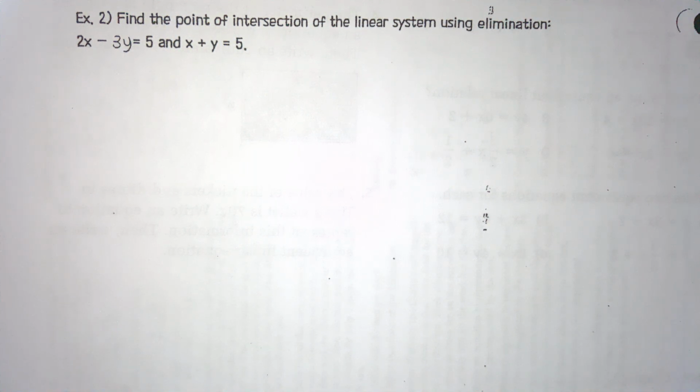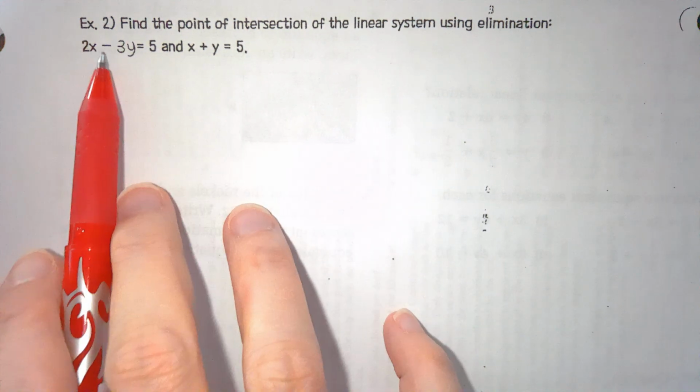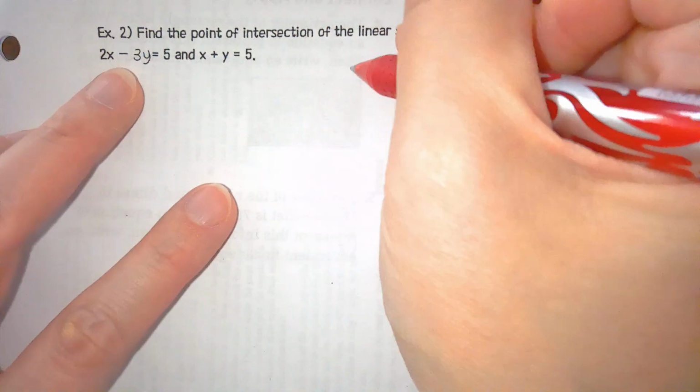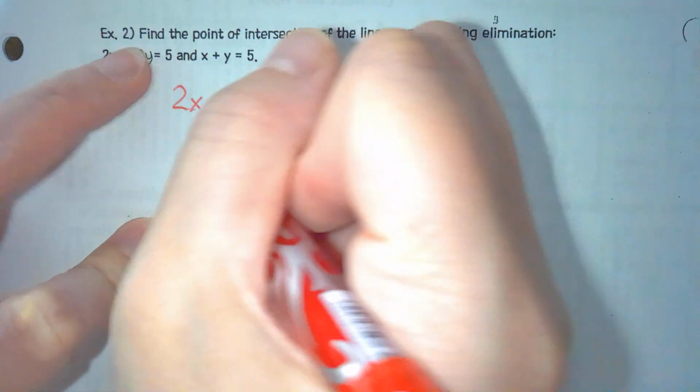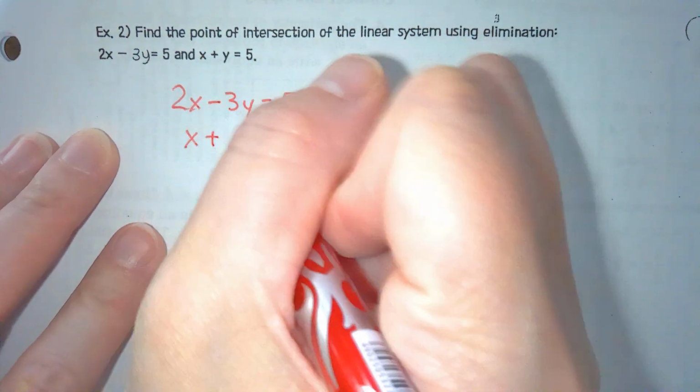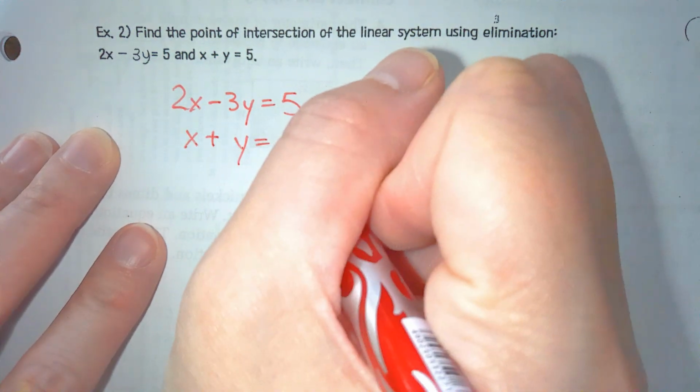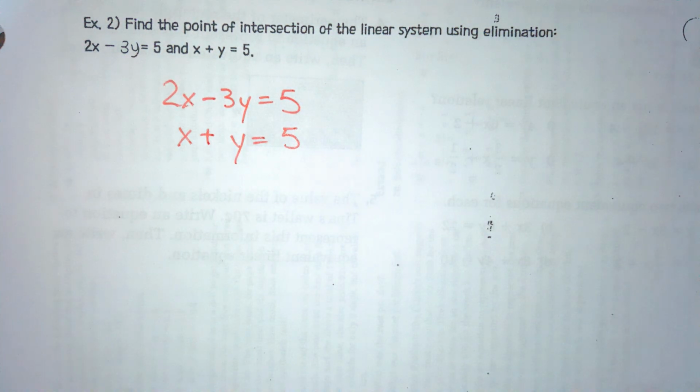Since it's example 2, it's one extra step. Okay. Find the intersection point of the following system. You have the first equation. So I'm gonna rewrite my two equations so that it's on top of each other. It's a little easier to see whenever you do elimination. Okay, so these are my two equations.